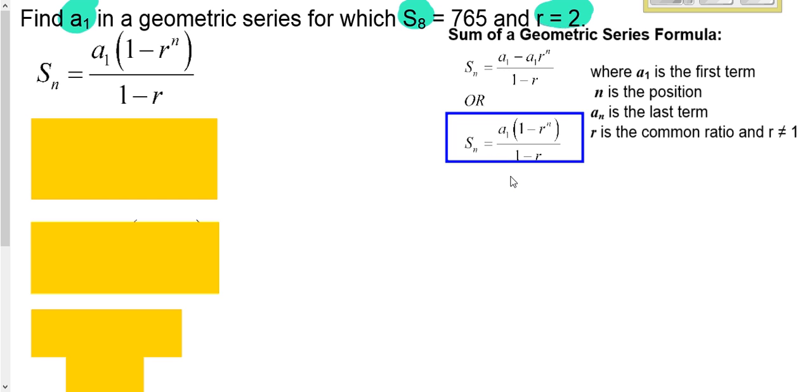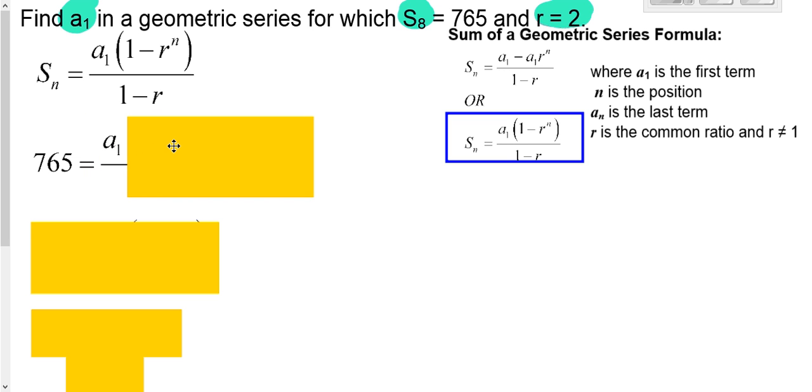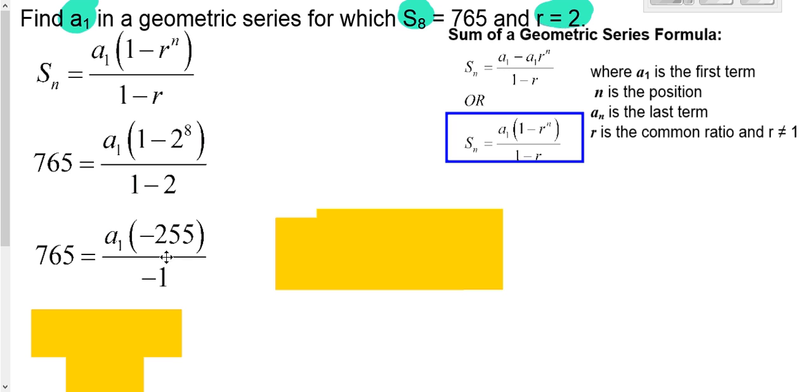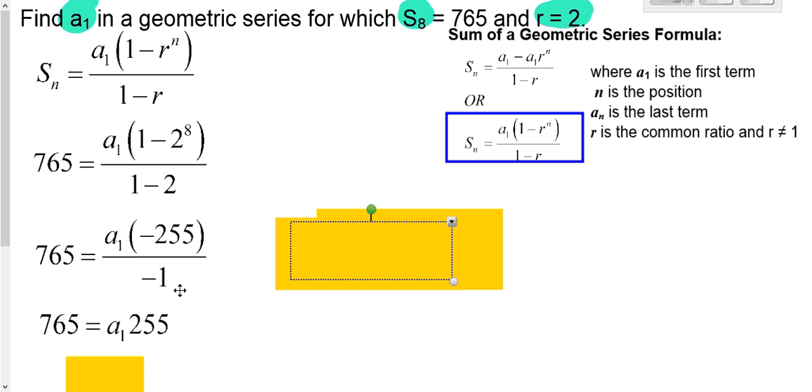I would not use the third option because that has an a sub n showing up, and we don't know a sub n. So I'll plug in my sum of 765, looking for my first term. My ratio I'll plug in on the bottom is 2. Plug in my ratio on the top for r, plug in my n being 8. So now all I have to do is solve this. So the bottom is negative 1. So I could multiply both sides by negative 1. The parentheses on the top multiply together to give you negative 255. So you could either multiply both sides by negative 1 and then divide by the negative 255, or you can realize that a negative 255 over a negative 1 is positive 255. Then you can divide and you get your first term to be 3.